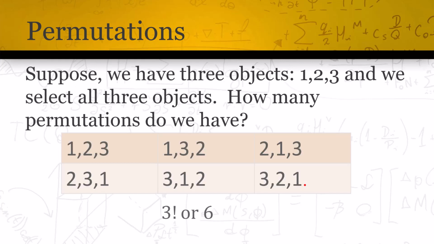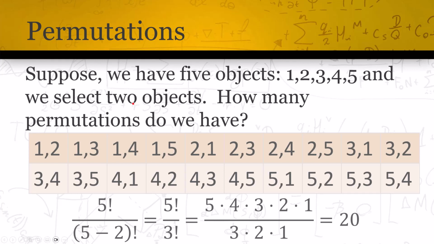For example, here I have three distinct objects, 1, 2, 3. How many ways can I select all these 3 objects? In other words, how many permutations do we have? Well, here they are. We can have 1, 2, 3, 1, 3, 2, 2, 1, 3, 2, 3, 1, 3, 1, 2, 3, 2, 1. There are no other ways. And it turns out that there are 6, or 3 factorial. So that kind of gives you an idea of how we might want to compute these.